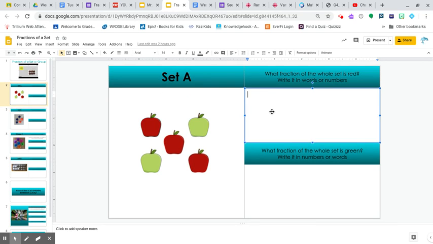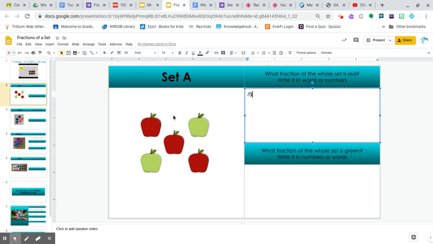So what fraction of the whole set is red? And one of the things you have to keep in mind is you have to look at the whole set. So these are separate. So they're not in equal parts here. It's all together means a set. So we have 1, 2, 3, 4, 5. That means 5 are in a set. So immediately you have a denominator of 5.